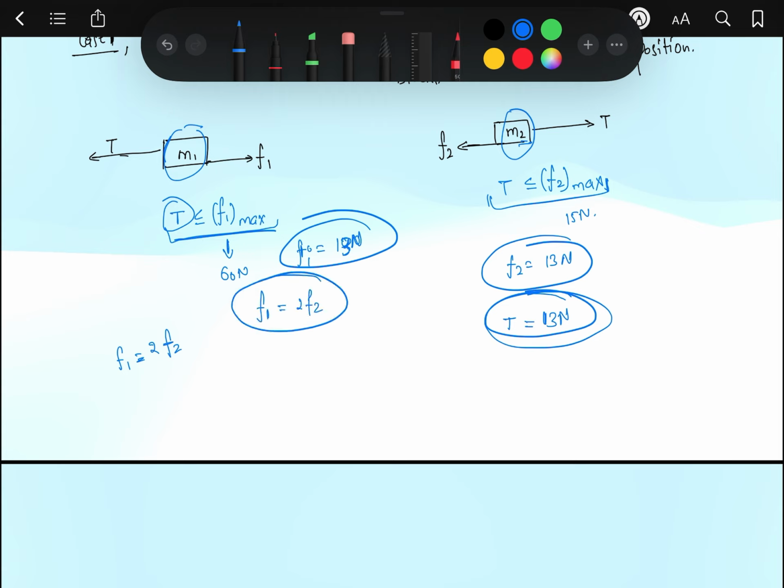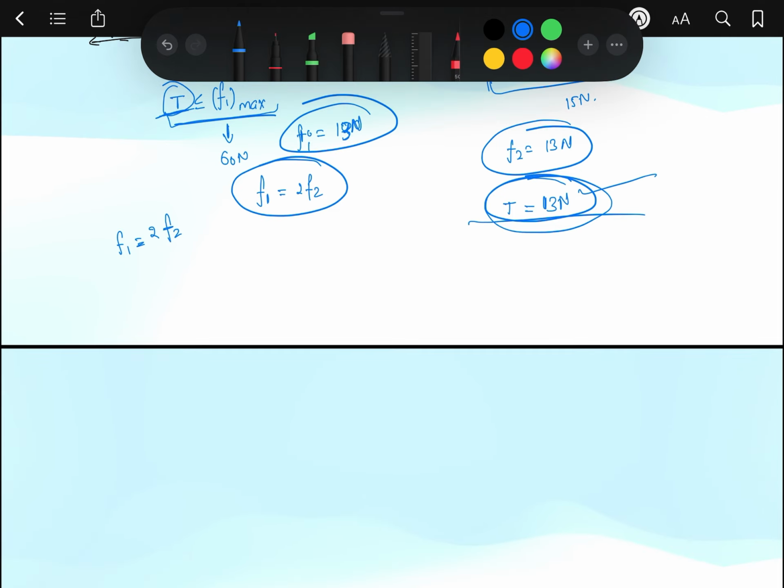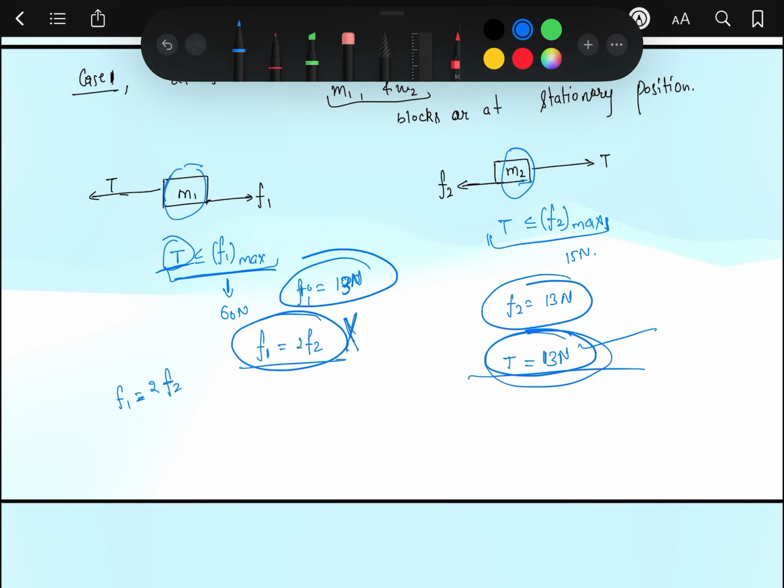सो ये कंडीशन हमारी सेटिस्फाई नहीं कर रही because tension in the string is same at all the points. सो टेंशन की वैल्यू 13 न्यूटन अगर हम लेते हैं या 12 न्यूटन कुछ भी लेते हैं तो वो सेम वैल्यू यहाँ पे डेवलप होगा, that is equal to F1 max और below that F1. सो इसमें F1 is equal to twice of F2, that condition is not satisfying for us. So in this case we cannot say that F1 will be equal to twice of F2.